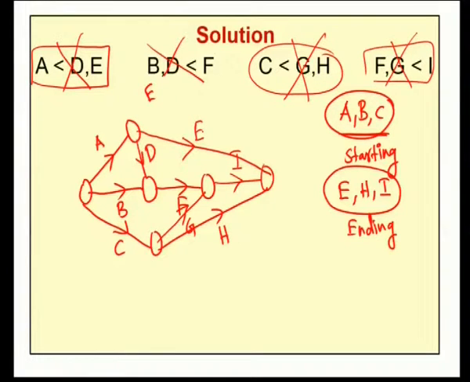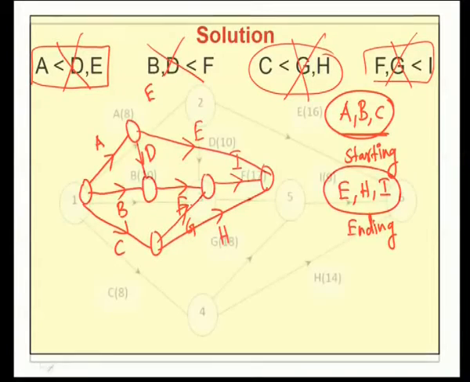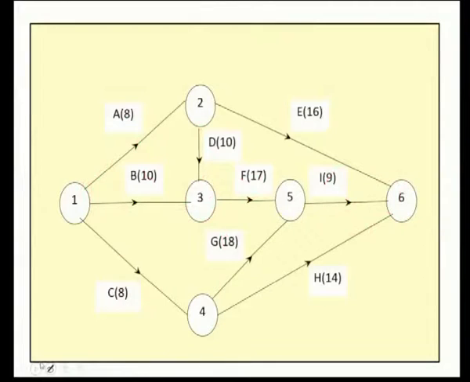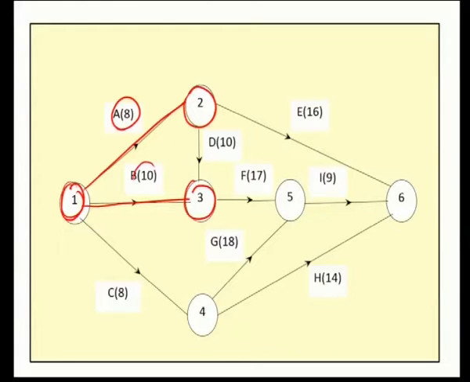So this is the network diagram for the given relations. So for the given relations, a neat network diagram is here. For the activity 1 to 2, the normal time is 8 days, and for the activity 1 to 3, the normal time is 10 days. For the activity 1 to 4, the duration is 8 days.